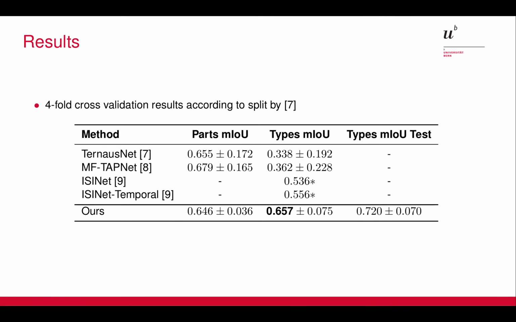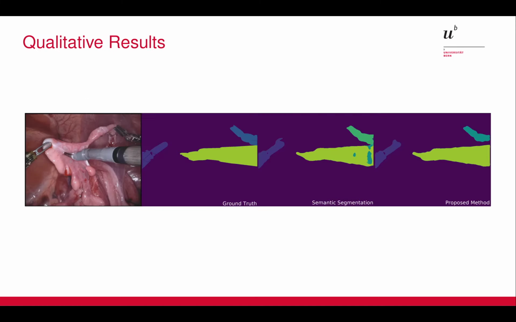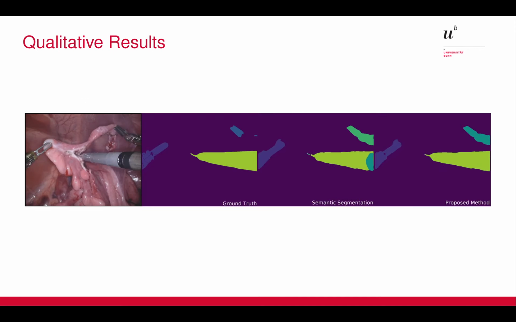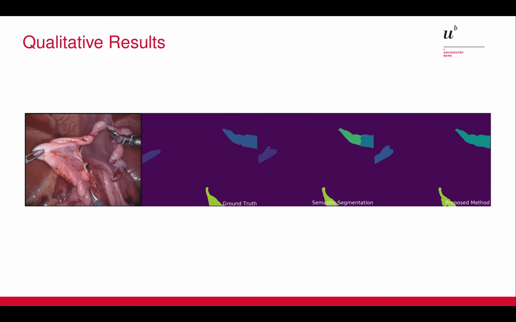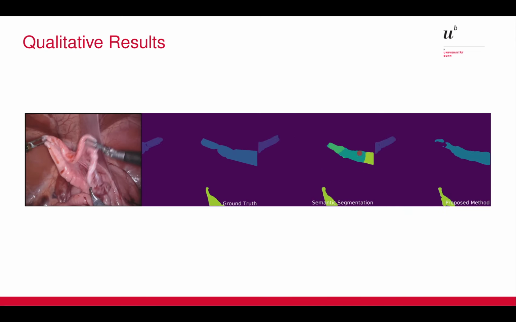In our first set of experiments, we use a fourfold cross-validation according to Schwetz et al. We compare the previous methods using the mean intersection over union. The first 2 methods are semantic segmentation-based methods, which show similar performance for the parts segmentation. In the type segmentation, they show a strong decline in performance. ISINet is a mask RCNN-based approach, and also shows significantly lower performance than our proposed method. In this video, we see that the semantic segmentation cannot properly share global information across large spatial regions, which results in instruments obtaining multiple different classes, such as seen here.